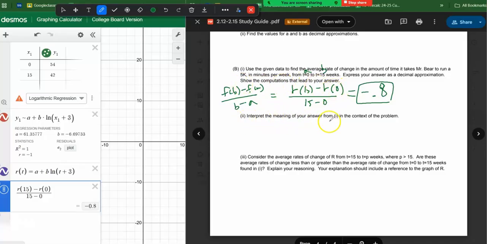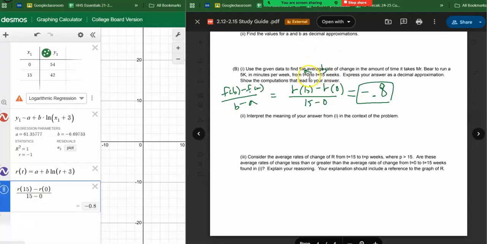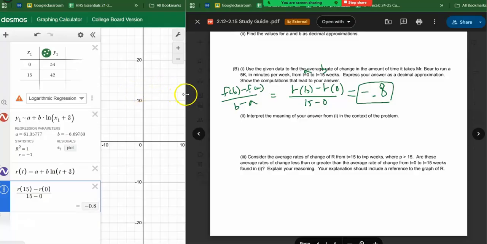Number 2, interpret the meaning of your answer in the context of the problem. So the context of the problem is Mr. Bear is measuring his 5K running time from 0 to 15 weeks, and it's decreasing 0.8 minute per week. Remember, this is the slope, folks. Slope.